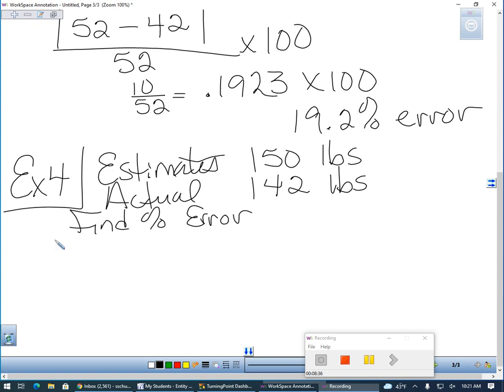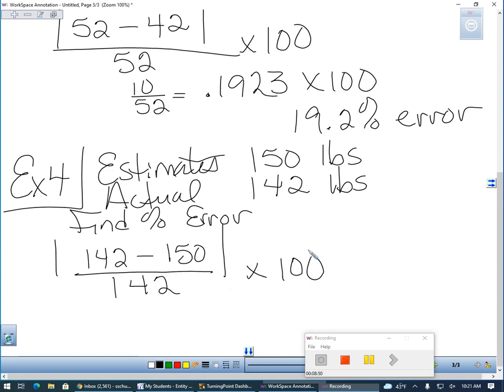All right. So again, we do actual, which is 142, minus the estimated, which is 150, and divide by the actual 142, and then times by 100. So you can see, it's important for me to see where you put your numbers in your work today, right? That way I can figure out exactly what's going on. So we have 142 minus 150 is 8. 8 divided by 142. 0.056 times 100. 5.6% error. So it's pretty easy today, right?